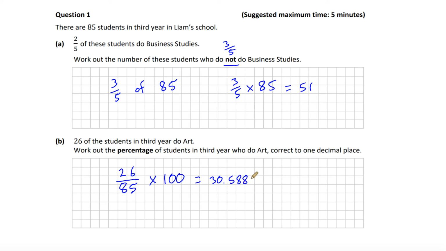30.588, and if we're correcting that to one decimal place, again read the question carefully, so to one decimal place you look at the second digit after the decimal point. What does this 8 do to the number in front? Well, it knocks the 5 up to a 6, so it's 30.6%. Don't forget the percent.